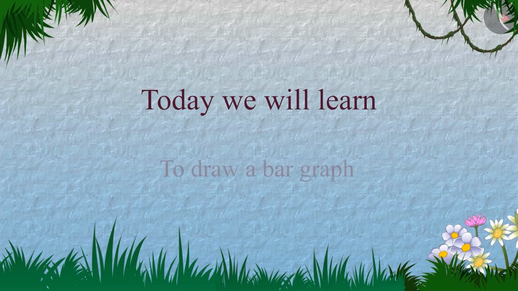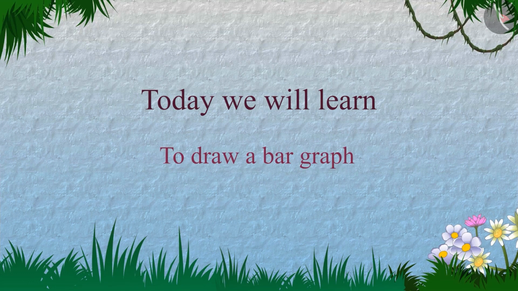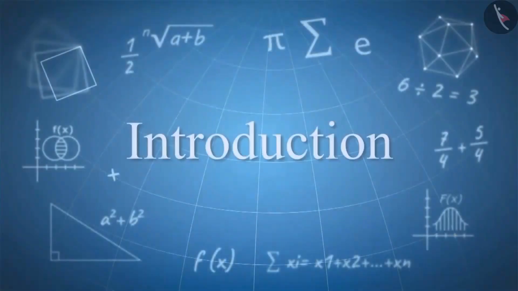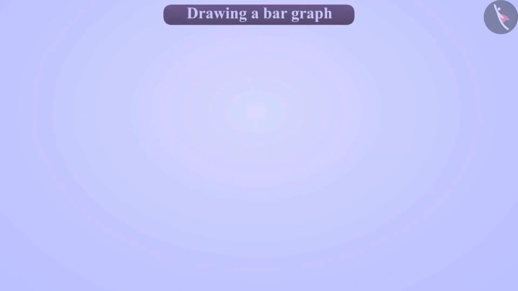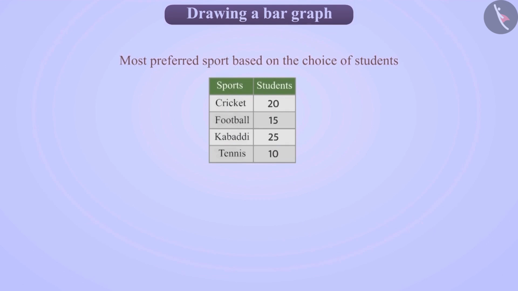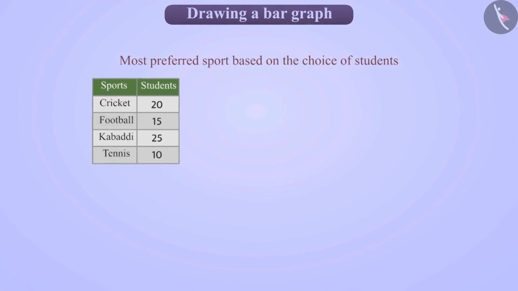Today we will learn how to draw a bar graph. We will learn with the help of an example. Suppose the following table was prepared to find the most preferred sport based on the choice of students in a class. Let's represent these figures in the bar graph.